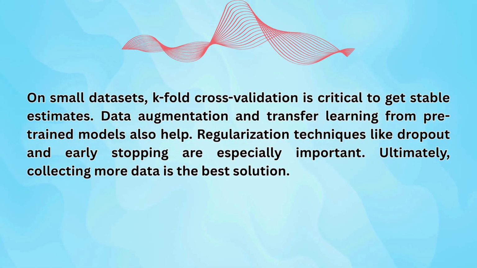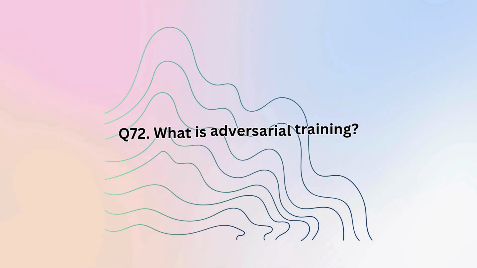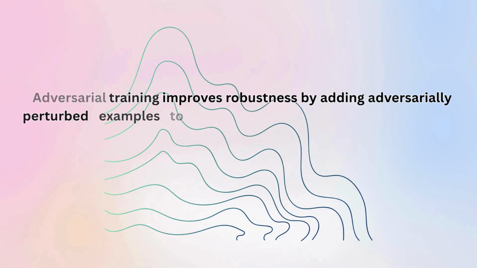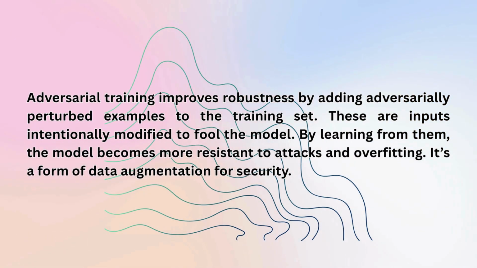Ultimately, collecting more data is the best solution. What is adversarial training? Adversarial training improves robustness by adding adversarially perturbed examples to the training set. These are inputs intentionally modified to fool the model. By learning from them, the model becomes more resistant to attacks and overfitting. It's a form of data augmentation for security.